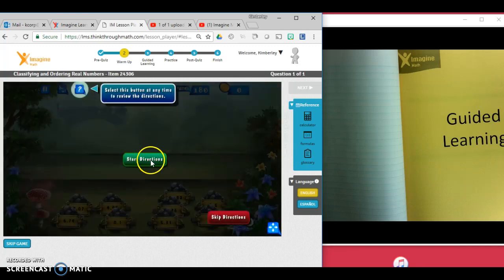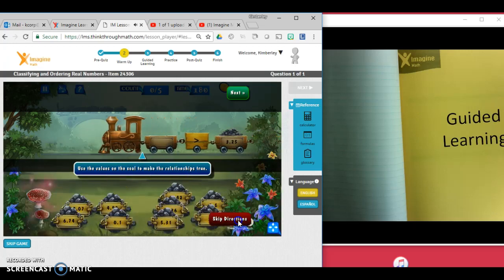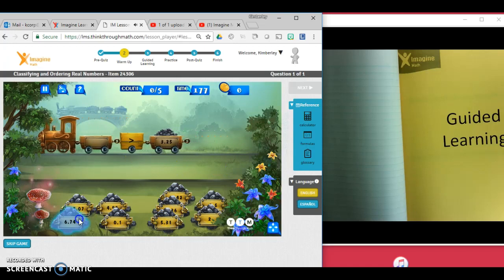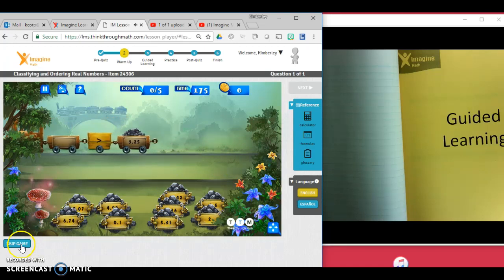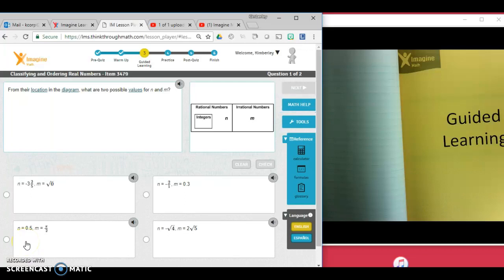They give you directions. Select this button anytime to review. Okay. You can skip the directions. You can play. So this is kind of how the games look. At any point in time, you can skip and move on to the lesson.